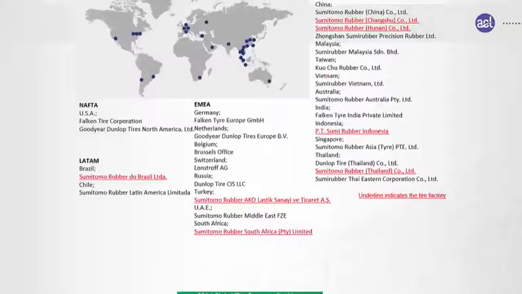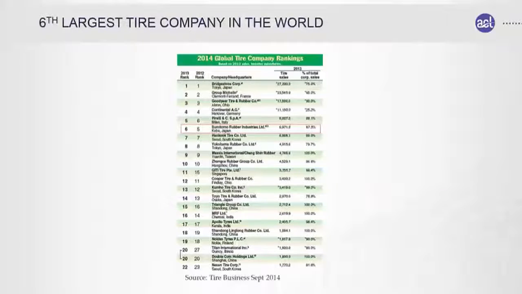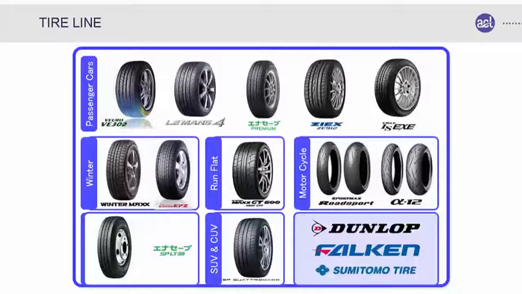In terms of rankings, we rank between 5th or 6th among tire manufacturers worldwide. So as you can see here, you've got the name brands that you may be aware of: Bridgestone, Michelin, Goodyear, Continental, and Sumitomo fits into that grouping. And of course, you'd recognize our products by sight. These are some of the offerings that we offer, fitted also on many original equipment manufactured vehicles in North America and Europe as well.